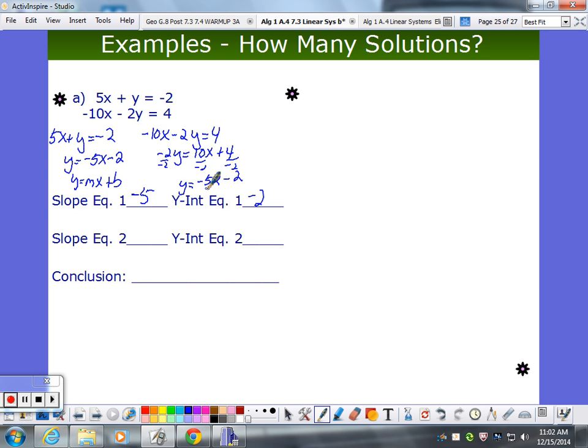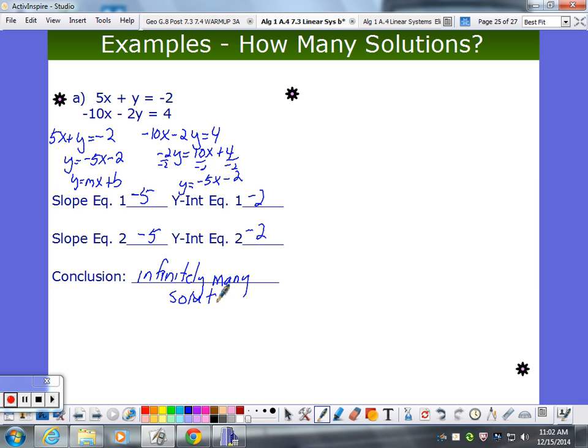So what's the slope of this guy? And what's the y-intercept? Slopes are the same, y-intercept's the same. What can we conclude about this system? They're infinite. Infinitely many. These are the same equation, aren't they?